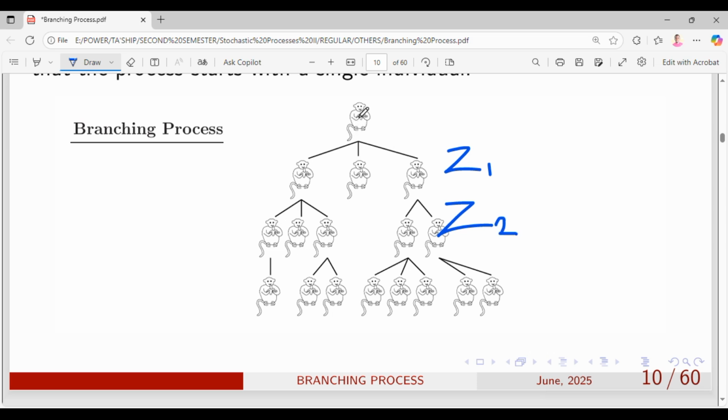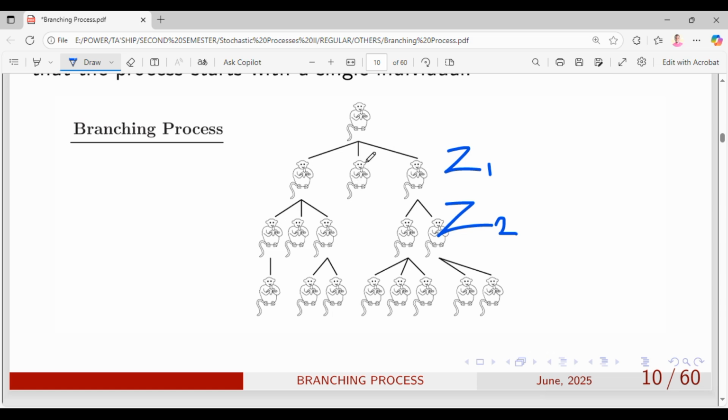Let's see it. The first individual gave birth to 3. Out of these 3, 2 were able to produce. Meaning this person, in the case of a human being, is barren, or impotent. This person, or this offspring, was not able to produce.